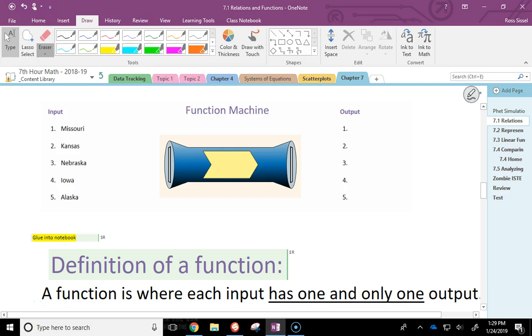So how about on this one? My input is Missouri and Kansas. Now on this one that comes in, I'm going to have Missouri, Kansas, Nebraska, Iowa, and Alaska. But this time, when I put Missouri in, I'm going to say Kansas City came out. States and cities. So what about Kansas?